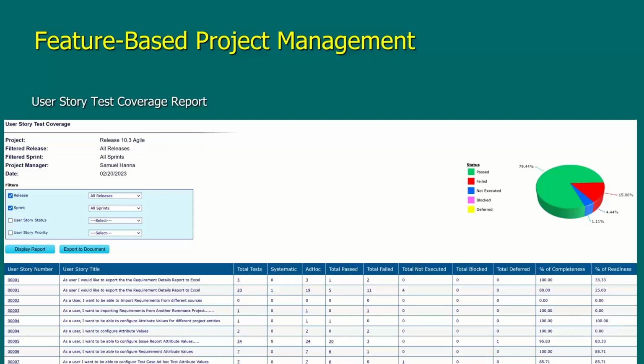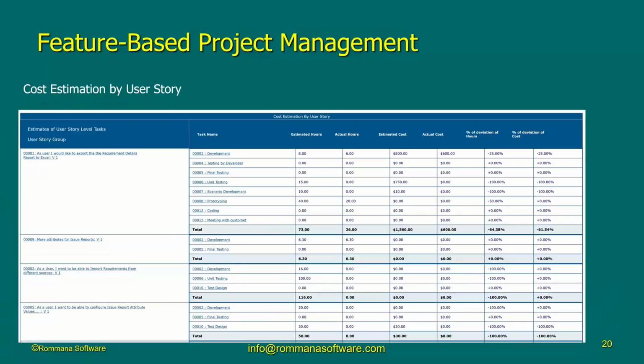This is a report from Rommana ALM that shows you what we call the test coverage, user story test coverage. It shows you for every user story how many tests were written, how many of them have been passed, how many of them have failed, how many of them have not been executed yet, and it calculates what we call the percentage of completion and percentage of readiness. Again, you will see this in my webinar on feature-based project management.